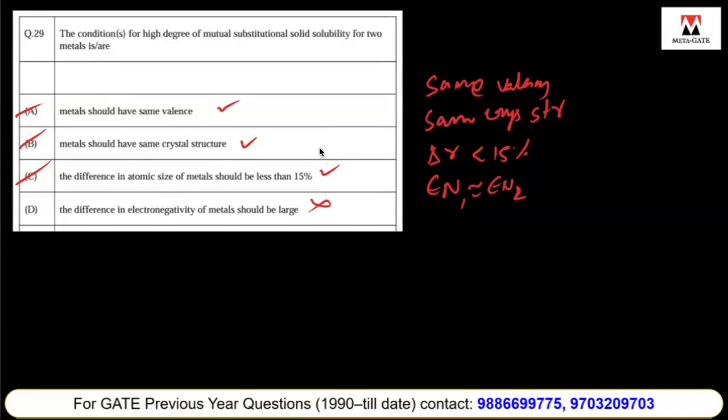The difference in electronegativity should be small, because if the electronegativity difference is very large, they will act more as compounds compared to forming solid solutions. So if the electronegativity difference is as low as possible, it would give good mutual substitutional solid solubility.